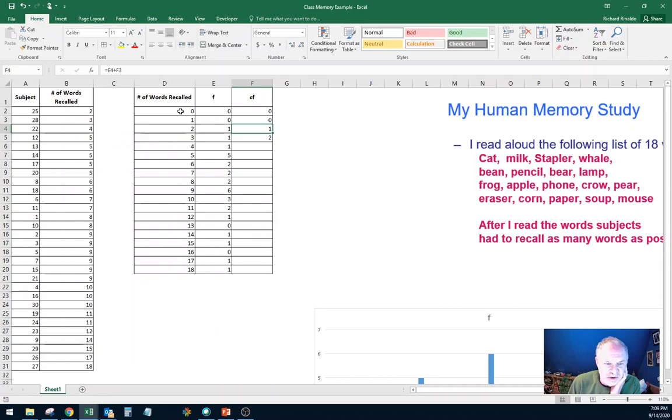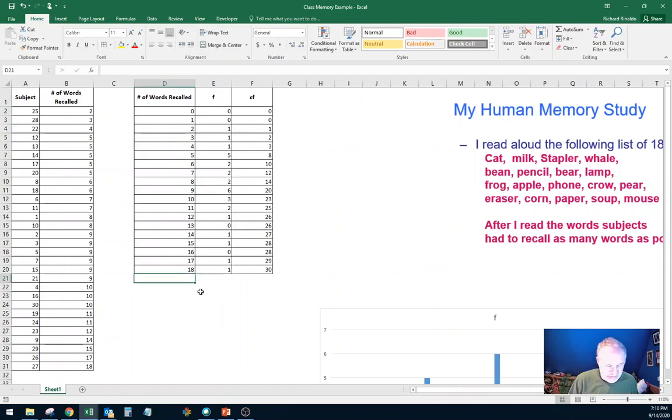The number of people who recalled 3 or fewer words is 1, 2. And I can do that now right across the board. So if I look here, 8 people recalled 5 or fewer words. That's 5, 6, 7, 8. And that's referred to as the cumulative frequency. So we're accumulating frequency values as we get higher in terms of number of words recalled.